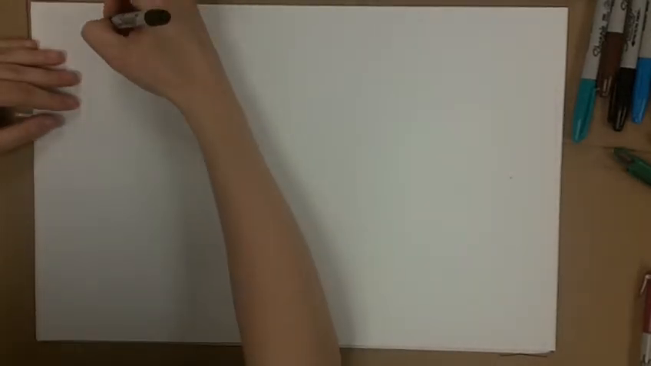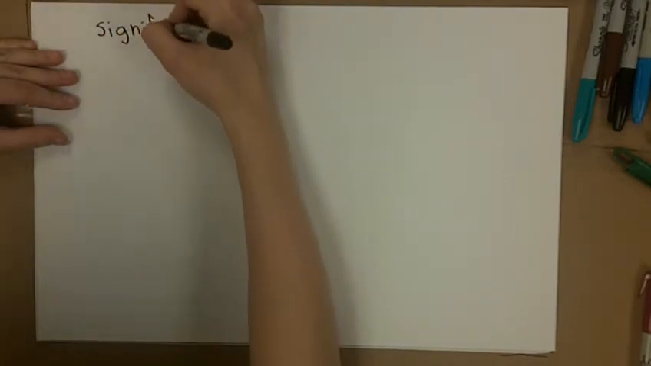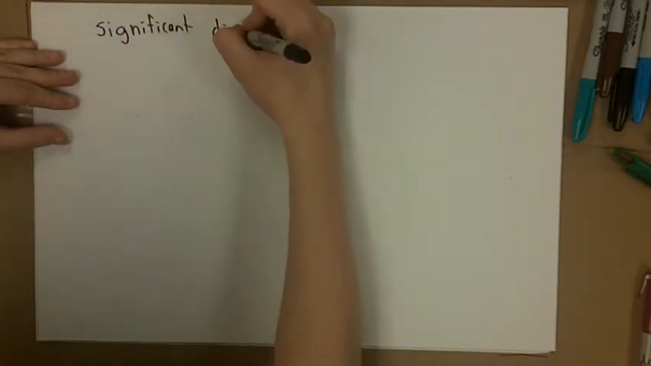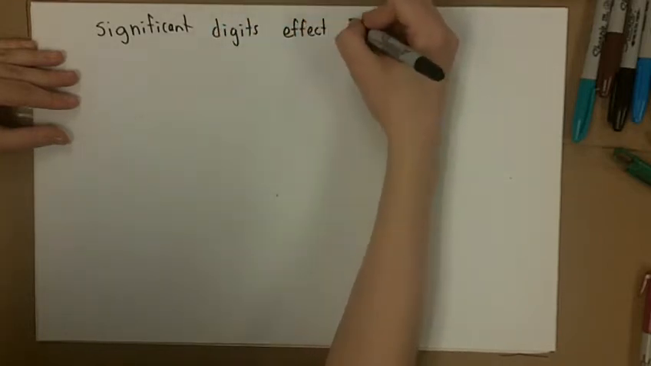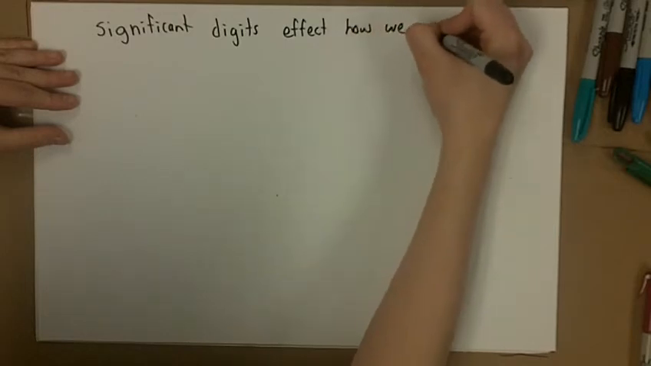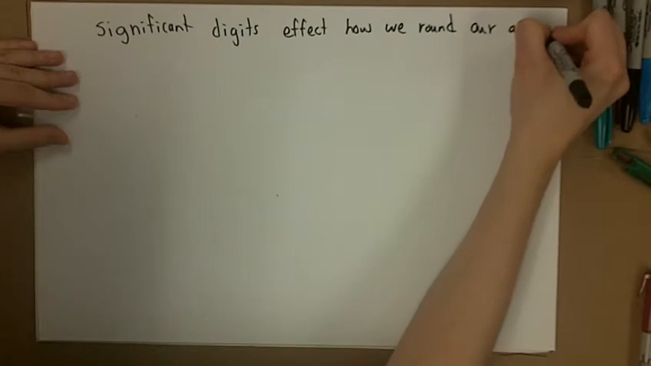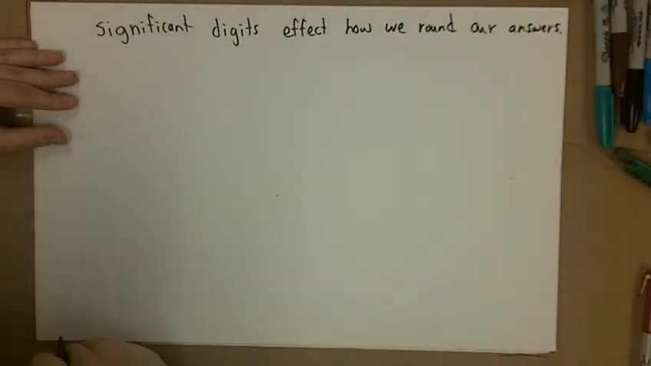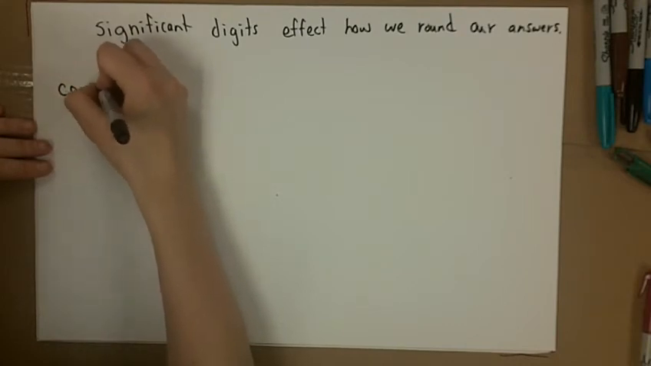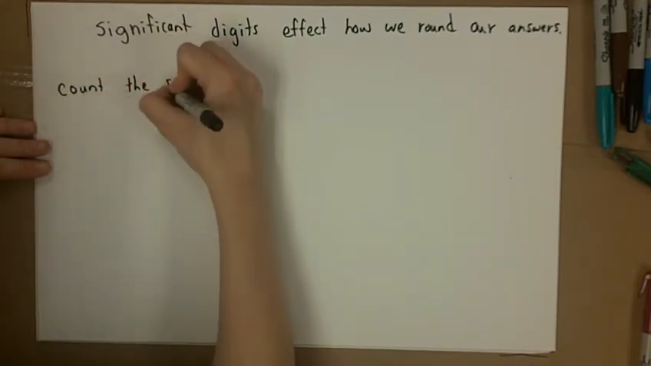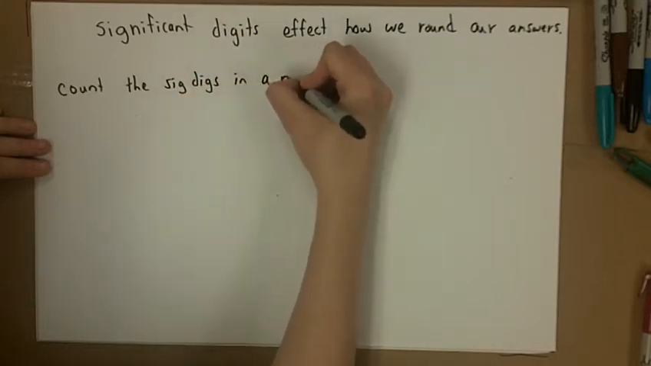The significant digits from our measurements affect how we round our answers. To get to the rounding rules, first you have to know how to count the sigdigs in a measurement.